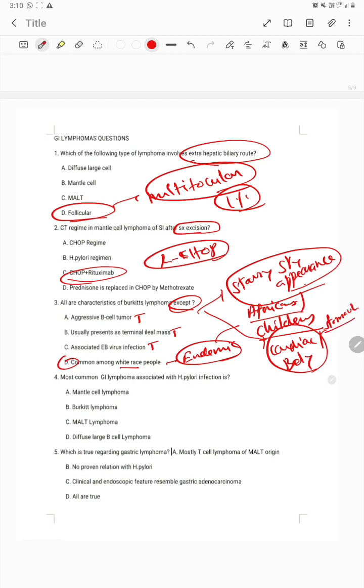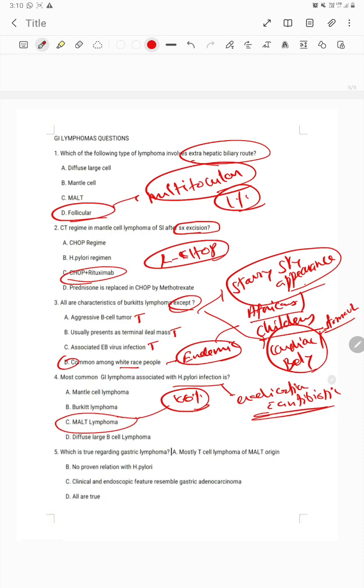Most common GI lymphoma associated with H. pylori, it is again MALT lymphoma. MALT lymphoma is one of the lymphomas that is associated with almost 100%. So H. pylori eradication with antibiotics alone will suffice for MALTomas.